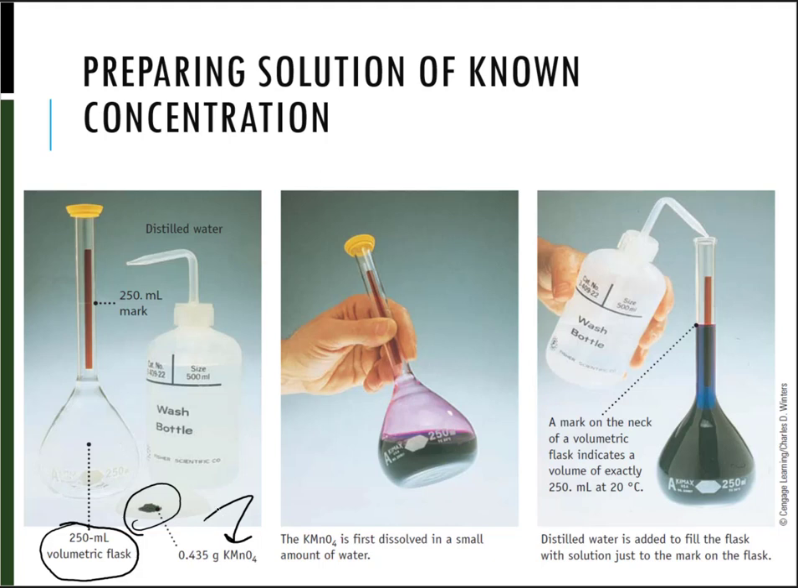So I know my grams, which I can get to moles, and I'm going to fill it up all the way to the 250 milliliter mark. We put in just a little bit, maybe a third of the way up, fill it with water and dissolve it. Then you go all the way up to the neck where there's a line, just like with pipettes. That tells us that our volume is exactly 250.0 milliliters. And just like that, we have a solution.